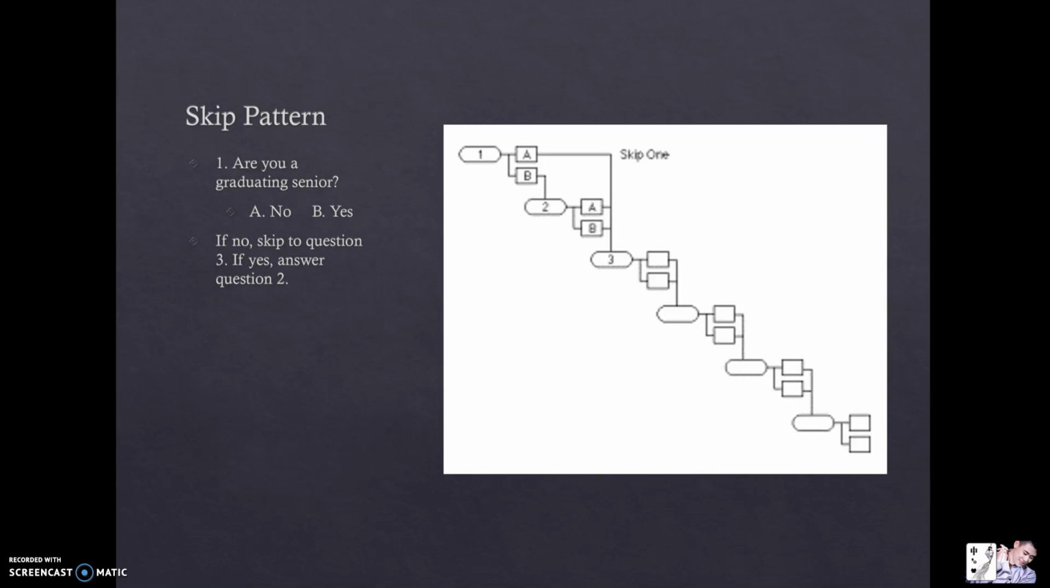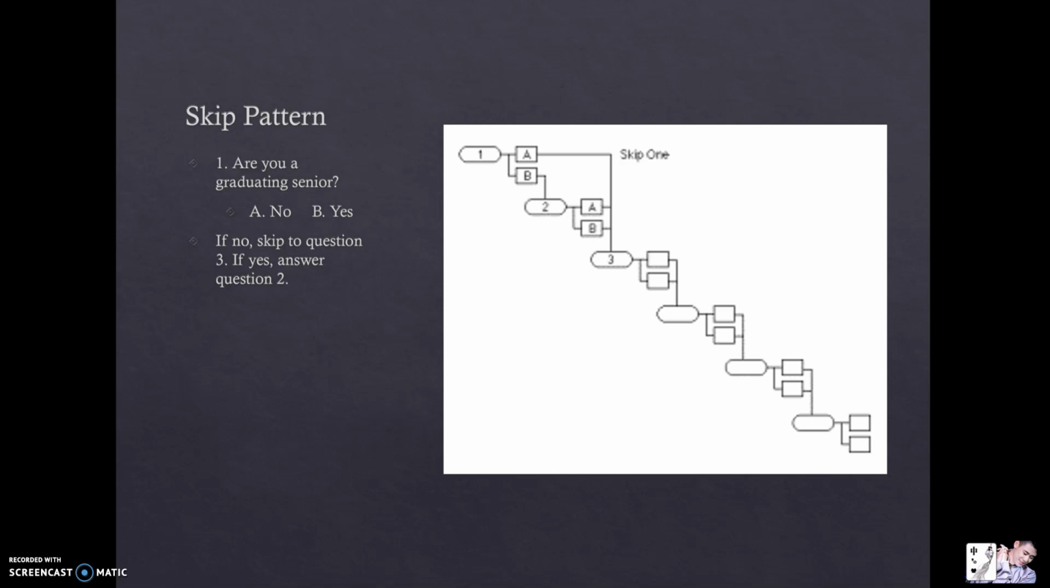You answer question 1. If you have the answer A, you skip to question 3. If your answer is B, you go to question 2. Eventually you'll get to question 3. The skip pattern helps you ask questions in a clear direction, because if you want to ask people who are graduating soon about their plan, do they have a job offer, or do they plan to go to graduate school, it may not make sense to ask someone who is not graduating anytime soon. So those people can skip the question.